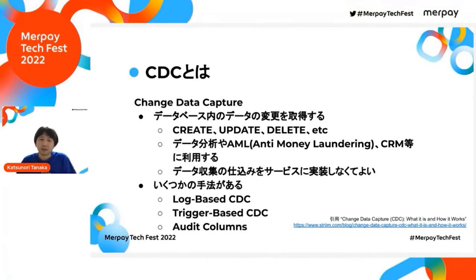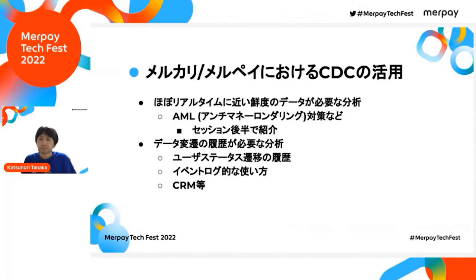Where is CDC needed in Mercari and Merpay? For example, it is used for analysis that requires near real-time fresh data, such as anti-money laundering measures. This use case will be discussed in detail later. CDC can also be used when a history of data is needed. For example, the database only contains the latest information on the user's status, but we want to track what transitions the user has gone through up to that point.